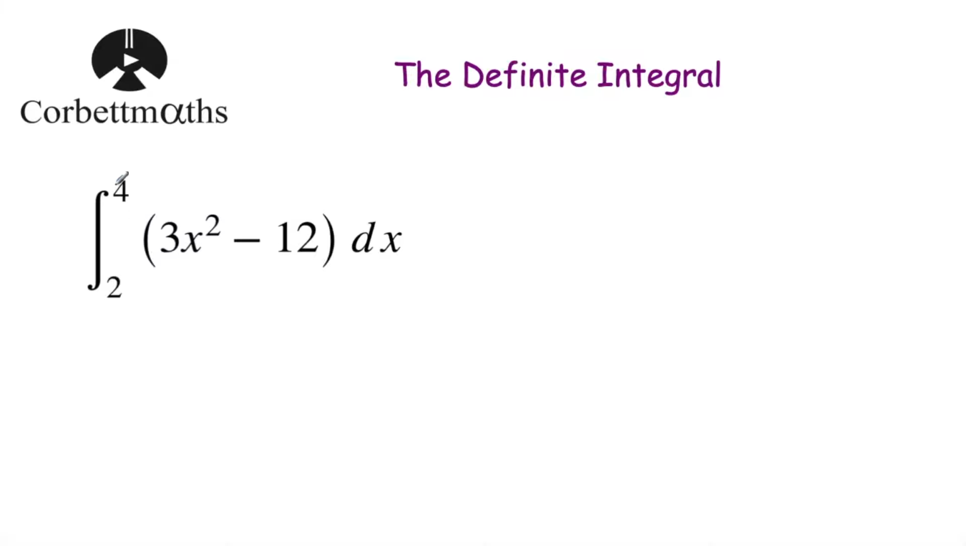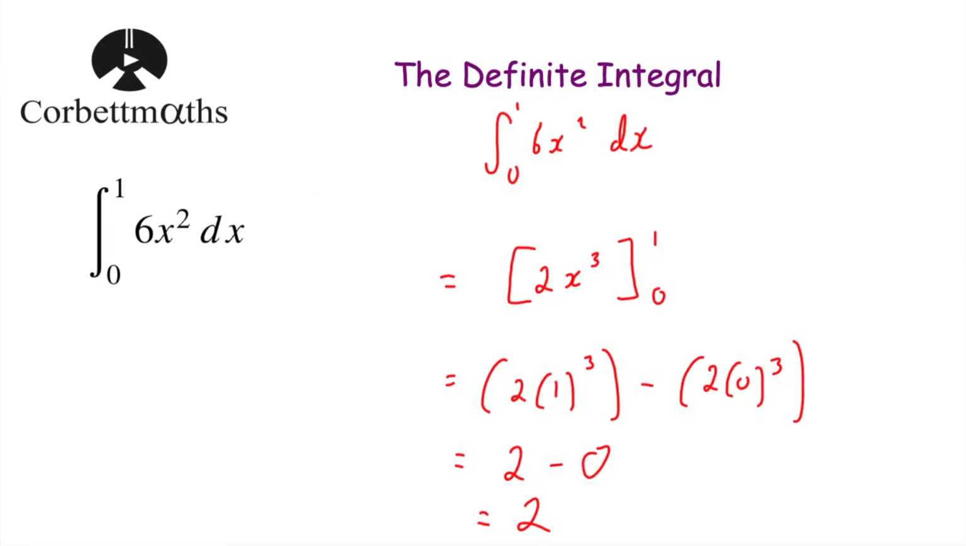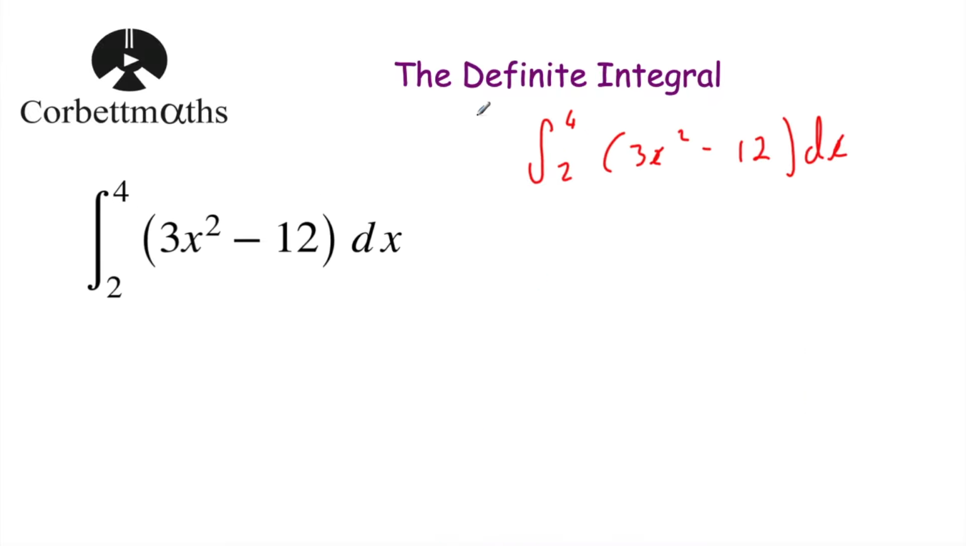Okay, so this time we've got: find the integral of 3x squared minus 12 with respect to x between 4 and 2. So we've got the integral of 3x squared minus 12 with respect to x, and we're evaluating that between 4 and 2. Okay, now let's have a look at this. So this one's a little bit different than the ones we've looked at so far, because the ones we've looked at so far were just 6x squared and it was just 2x. This time we've got 3x squared minus 12. So it's the same process. We just need to make sure we're integrating all of this. So let's integrate it and see what we get.